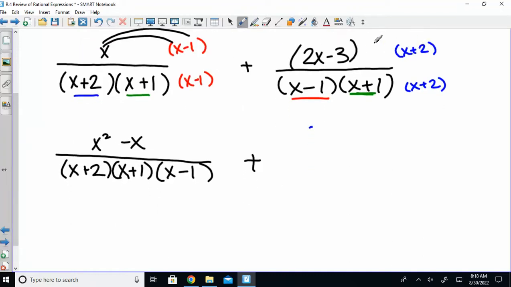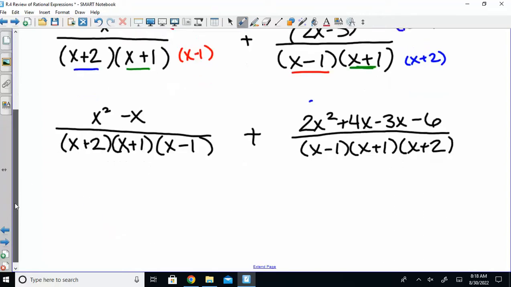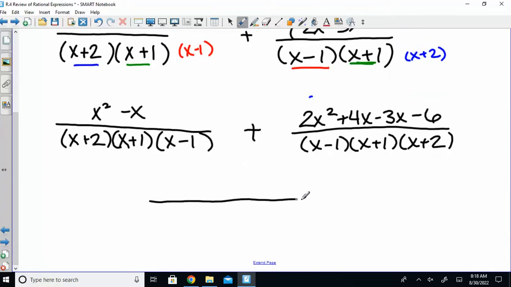Alright, for the 2x minus 3, we have to FOIL here. 2x squared plus 4x minus 3x minus 6. Are my denominators the same? Yeah, it doesn't matter what order the parentheses are in as long as they both have the same three.